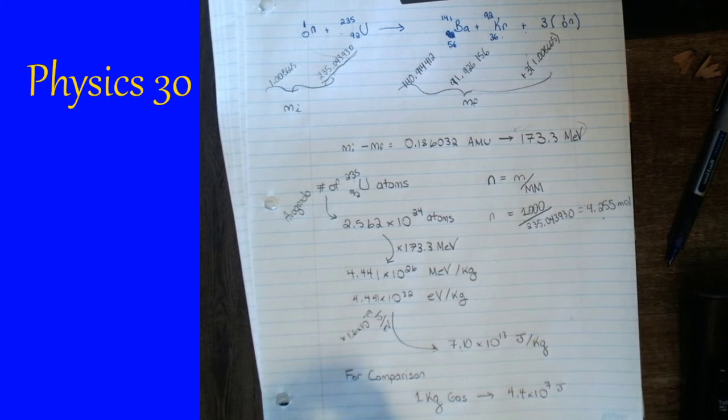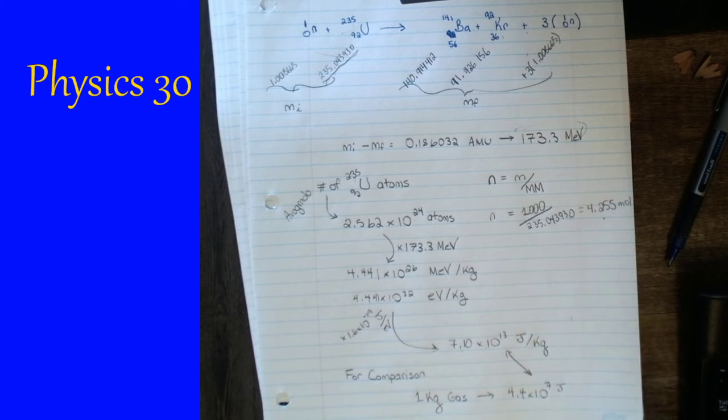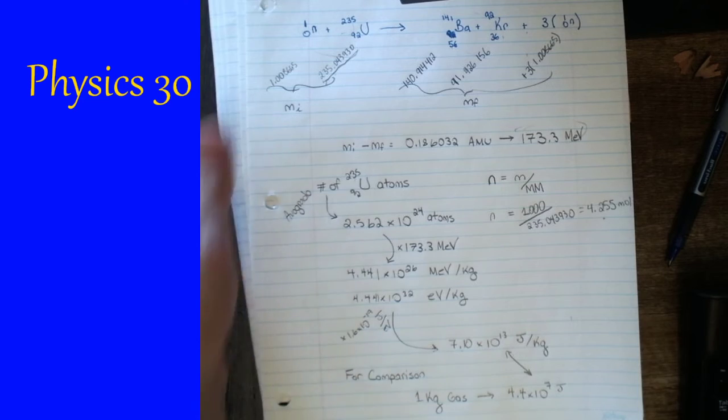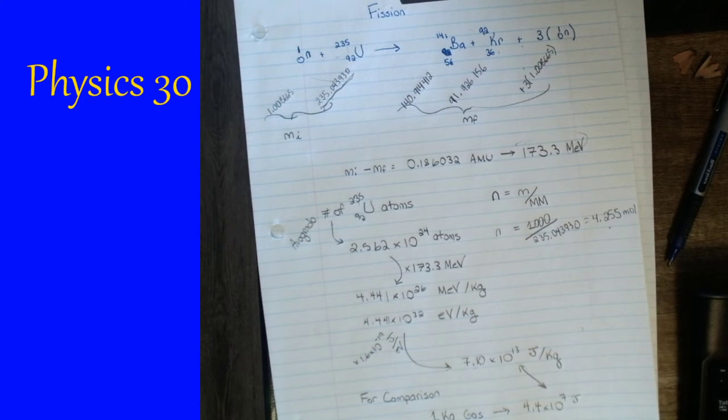So a kilogram of uranium compared to a kilogram of gasoline produces around 1 million times more joules. 10 to the 6 is the difference here, more energy than a kilogram of gasoline. So I think that puts it in perspective for the amount of energy that nuclear fission releases.